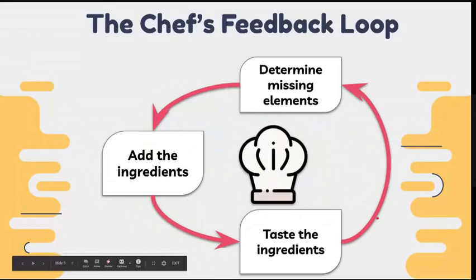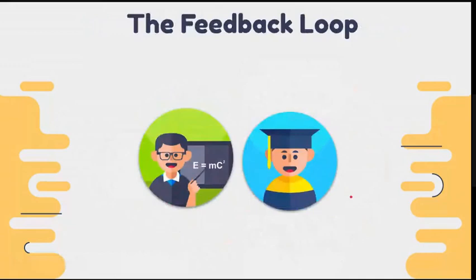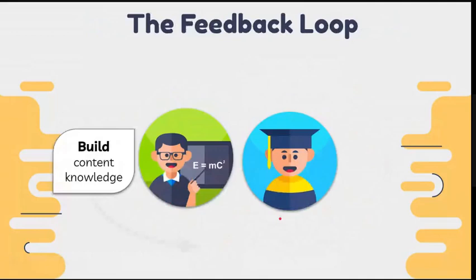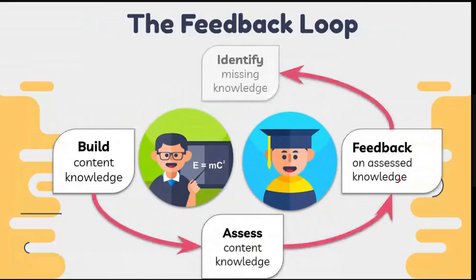Now, when we look at a complete feedback loop, what we're actually looking for is the idea that content knowledge has been built, it has been assessed, and feedback has been provided. And very importantly, we need to identify the missing knowledge. We need to determine what they know and what they don't know, and then continue to build the content knowledge.